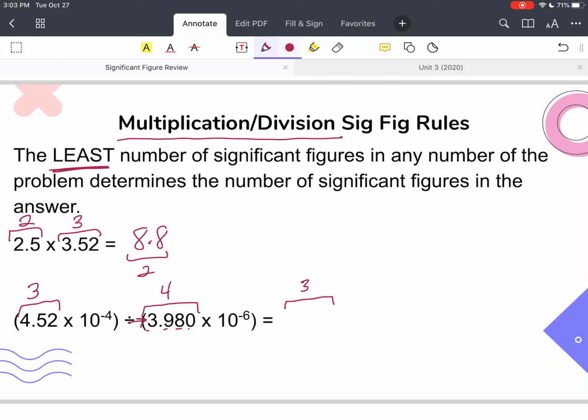So 4.52 times 10 to the minus 4 divided by 3.980 times 10 to the minus 6. Let me write it over here. I get 113.5678. Right, I could keep going, but my answer can only have 3, which means I need to stop my answer right here. But since there's a 5 after this, that's going to round up my 3. So my answer is 114.